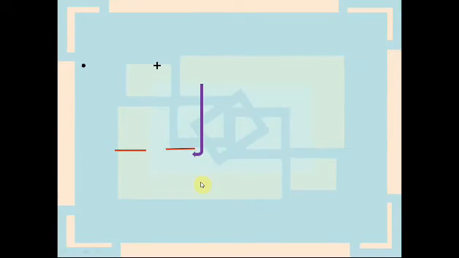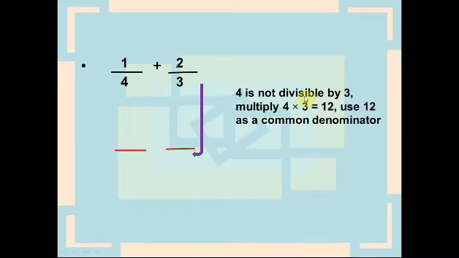Another example, a quarter plus 2 over 3. Here the greatest denominator is 4 and it is not divisible by 3. Because 4 is not divisible by 3, we multiply the two denominators. 4 multiplied by 3, the result will be 12, and use 12 as a common denominator.